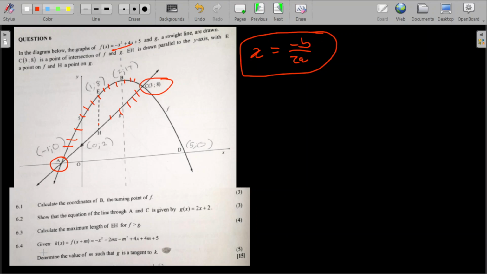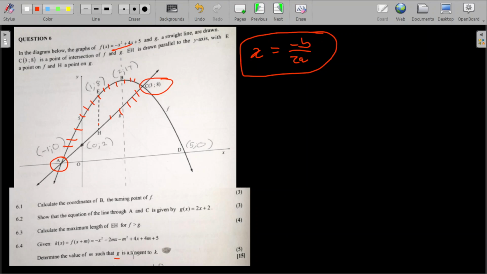Yeah, and then 6.4, given that k of x is equal to this. So where there was x, they substituted x plus m. So I hope this is what is happening here. And then determine the value of m such that g is a tangent to k. Very, very interesting, grade 12. Very, very interesting. Now, G is a tangent to K.